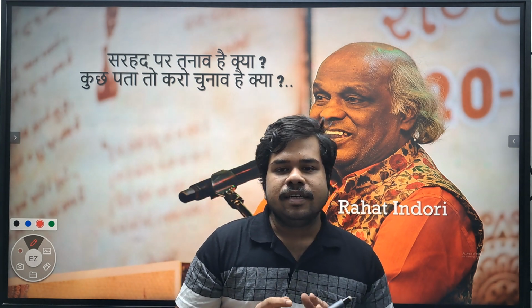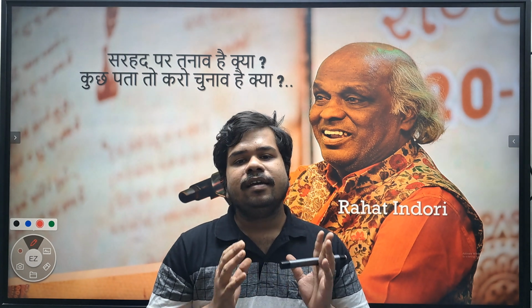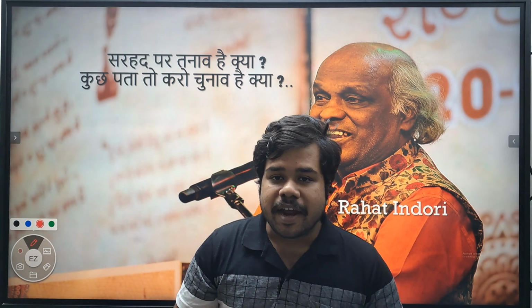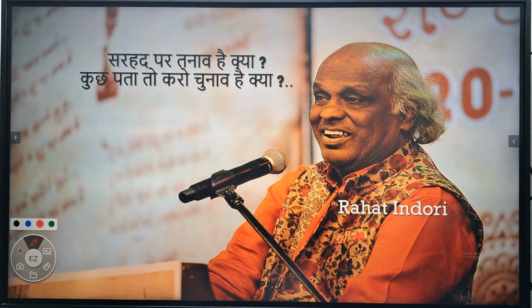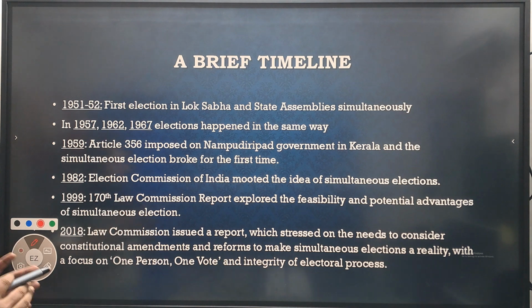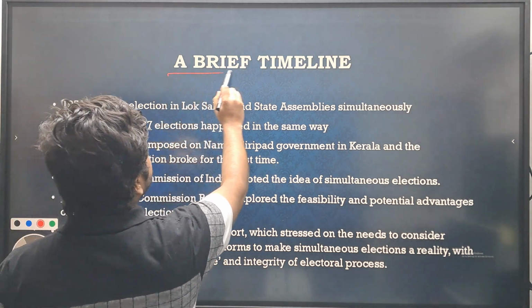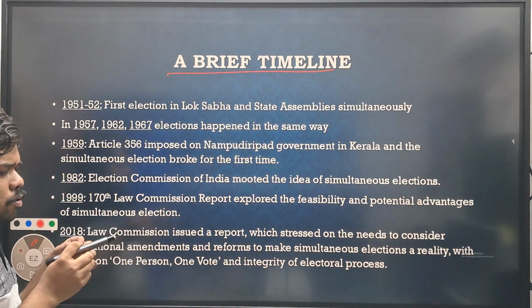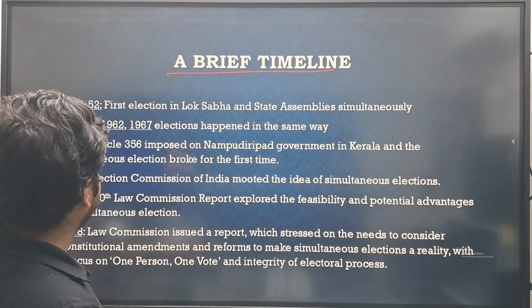Means there are so many effects of elections in India, and one of the effects of elections is the tension or struggle among the people of India due to various factors, due to communalism, due to regionalism, and all sorts of this. So let's start our discussion. We have to start our discussion with a brief timeline.